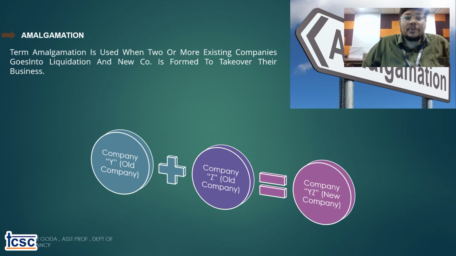In our example, if you can see, company Y was an old company. Company Z is also an old company. They will transfer all the assets and liabilities to a new company, which is company Y and Z, and they will carry on their business. So that is nothing but amalgamation.